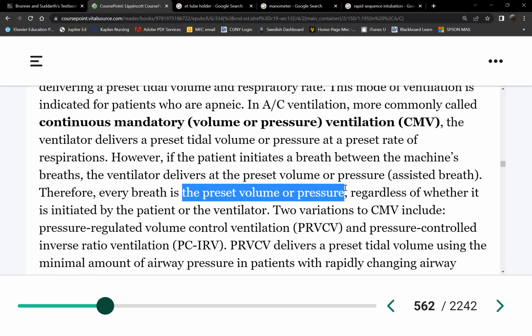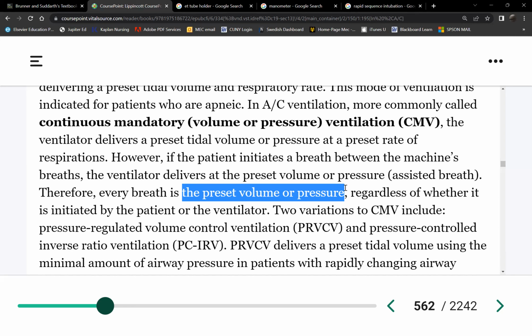Can they control it? Meaning, when they breathe, I only want 100. Can they do that? No. So can they control the tidal volume? No. The patient has no control over the tidal volume. Can the patient control the rate? Yes, because the patient can breathe, can add to it. Can the patient breathe less though?